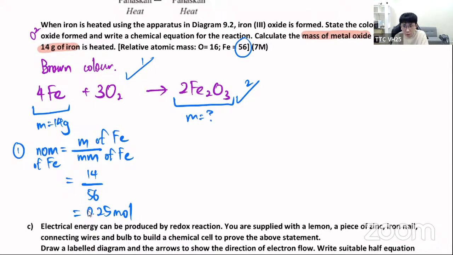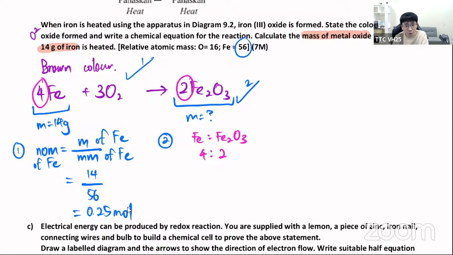But to actually move on to Fe2O3, you can't use this 0.25 directly. In this case, what we go to is step 2. Before I go for Fe2O3, you must compare the ratio. How to compare ratio? Look at the balanced numbers. In front of Fe got 4, in front of Fe2O3 got 2. So the ratio is 4 to 2.